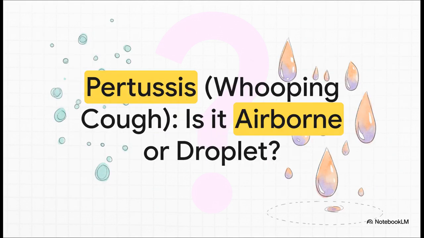So, what do you think? The answer is droplet. And why? It all comes down to the size of the particles. Airborne germs, like from TB, are teeny tiny and can float around in the air for hours. Droplets from something like pertussis are bigger and heavier, so they fall to the ground pretty quickly, usually within about 3 to 6 feet. That distinction is critical.